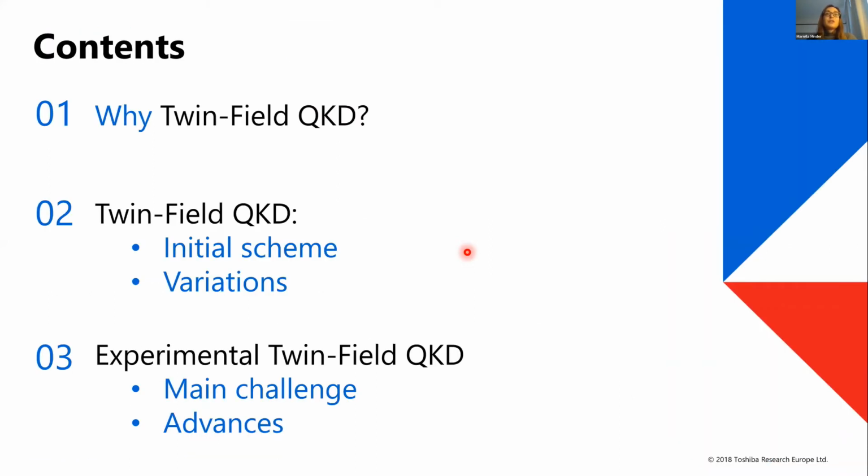I am Mariella. I'm a PhD student at the University of Cambridge and at Toshiba Research Europe. And today my virtual talk will be about the advances in twin-field quantum key distribution. So I have structured my talk as follows. I will start by explaining the motivation behind research into twin-field QKD. Then I will introduce the initial scheme, the original proposal, and I will continue with some of the variations that have occurred since. And then finally, I will talk about experimental twin-field QKD. What is the main challenge and what advances have we seen in that aspect?